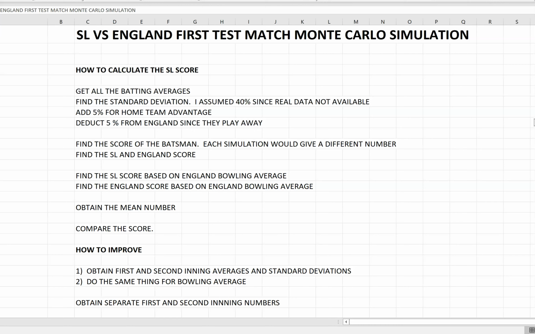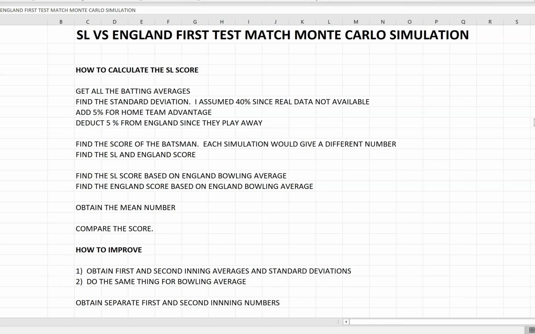So I do a little simulation for the cricket match that is coming up, SL versus England. And I'm recording this on January 13th. I think the match is going to start in a few days. So how are we going to simulate a cricket match using these analytical mathematics?